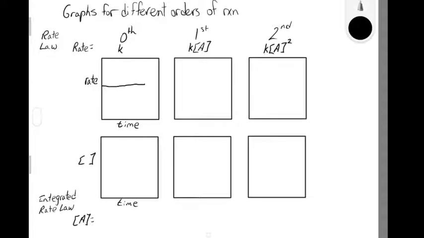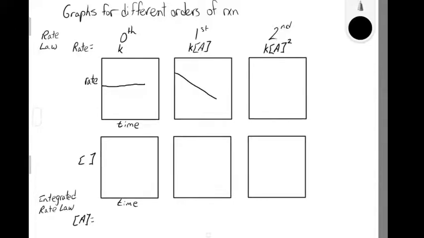For the first order reaction, rate is equal to k times the concentration, and concentration is going to change over time. As time goes by, the reaction will use up some of the reactants, so the concentration of those reactants goes down, which means the rate also has to go down. So the rate would decrease over time.